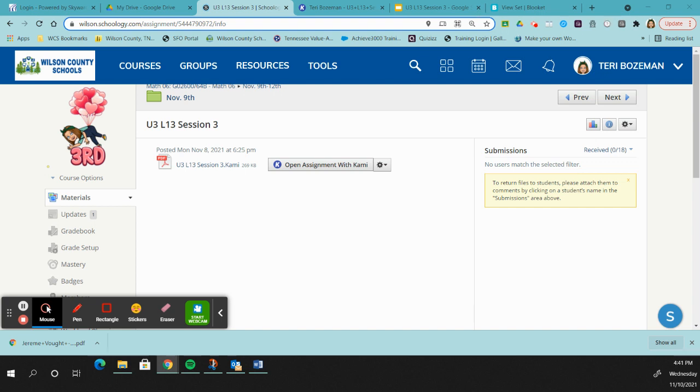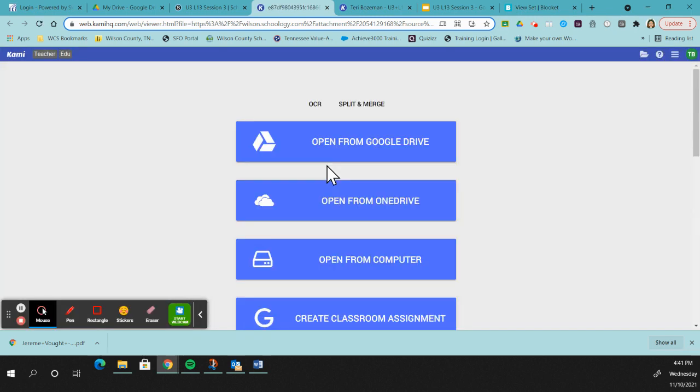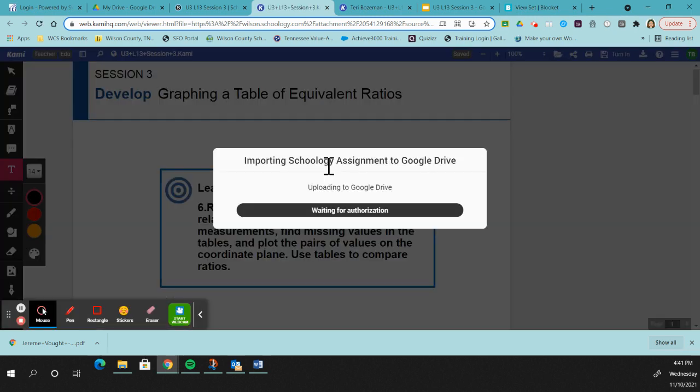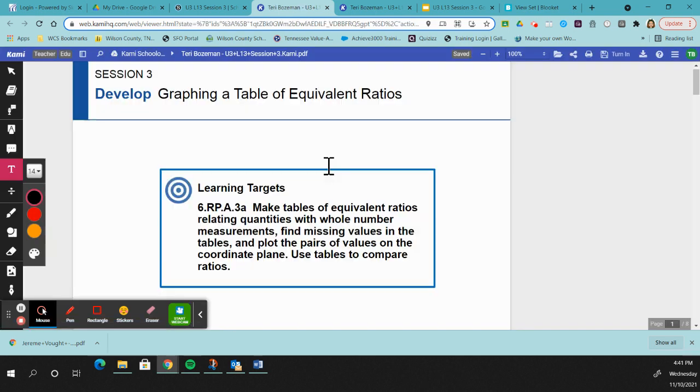For today's lesson, we will be going over Unit 3, Lesson 13, Session 3. So for this assignment, you want to be in your November 9th folder, and you want to open the assignment with Cami. And looking at this assignment, we are going to be finding equivalent ratios.